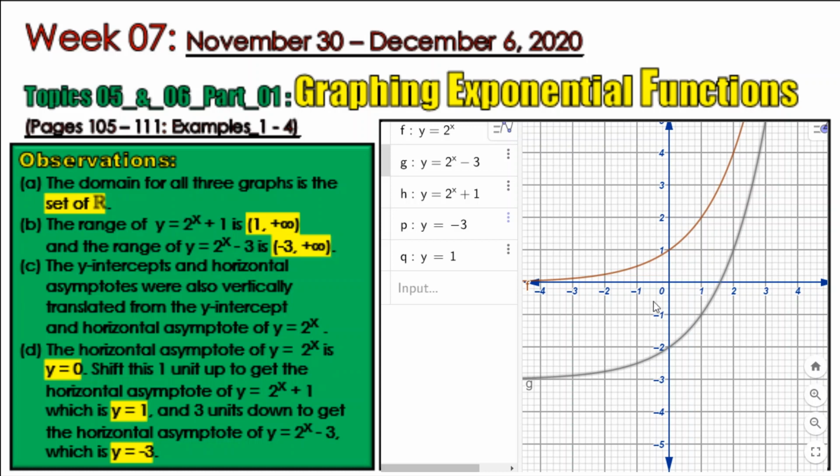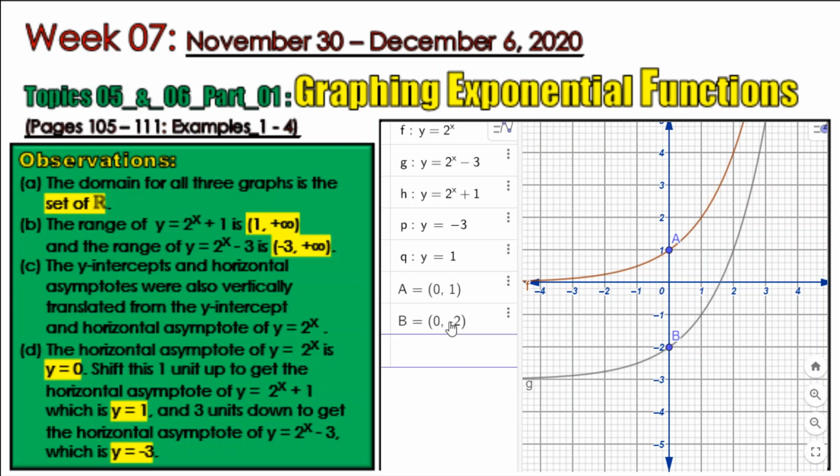Let us start with the y-intercept. This graph intersects your y-axis at point (0, 1), and this graph intersects your y-axis at point (0, negative 2).